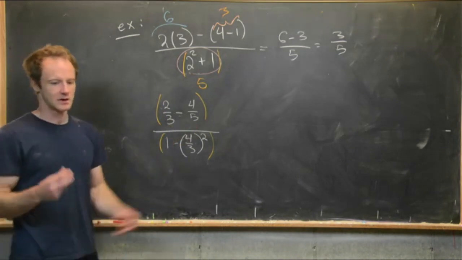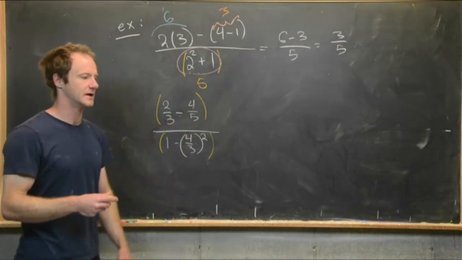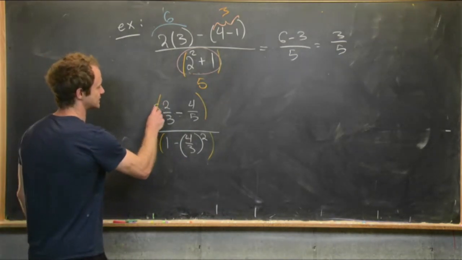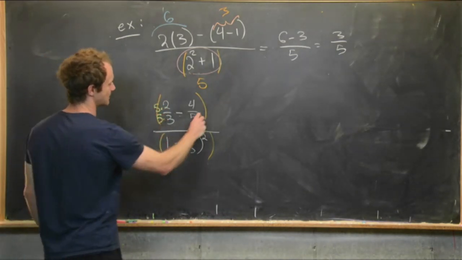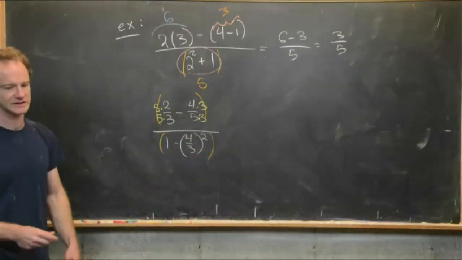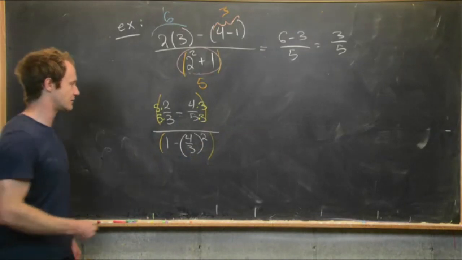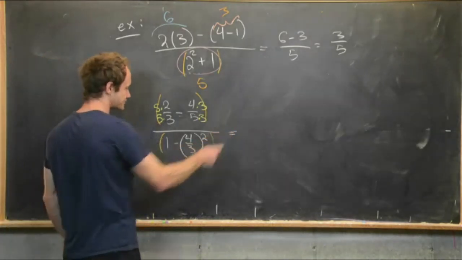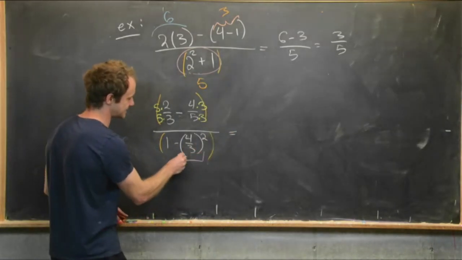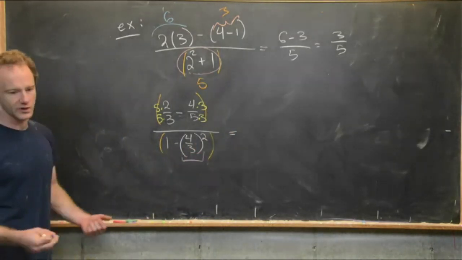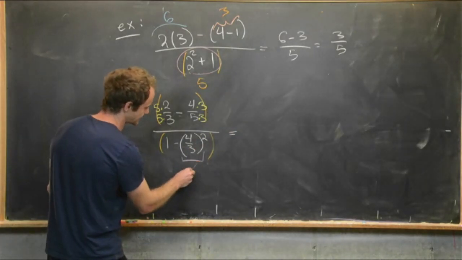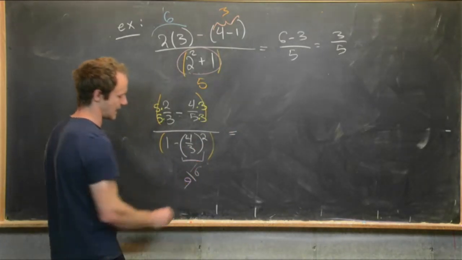These are relatively prime, so the lowest common denominator is just their product. So we can multiply by 5 over 5 here, and we can multiply by 3 over 3 here. That's going to transform them into numbers that have a common denominator. While we do that, let's go ahead and square 4/3. If we square 4/3, that's just 4/3 times 4/3, or 16 over 9.